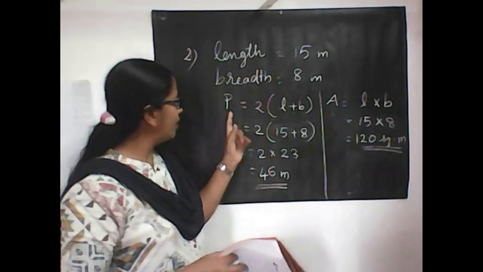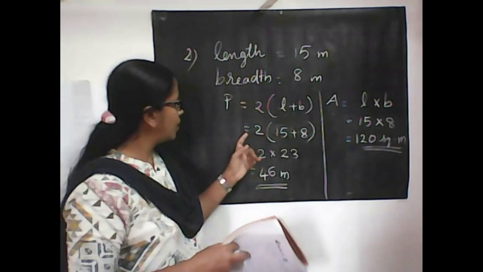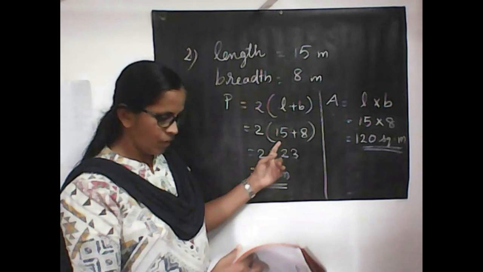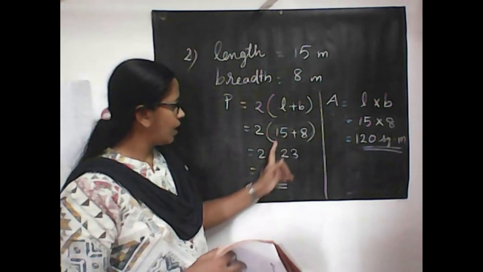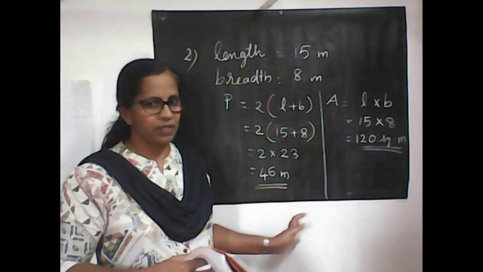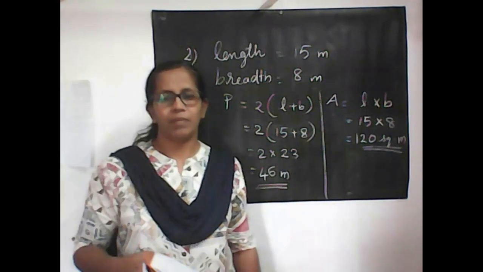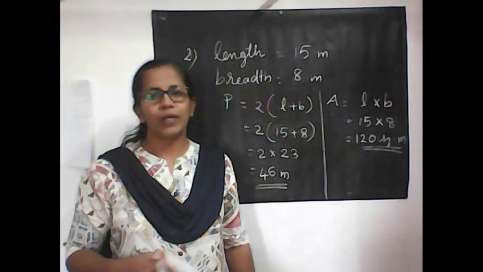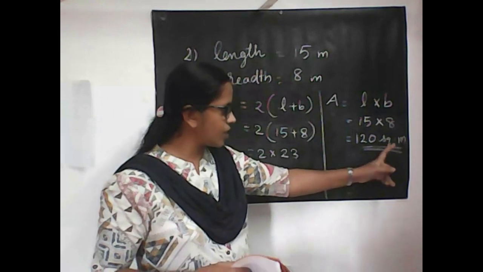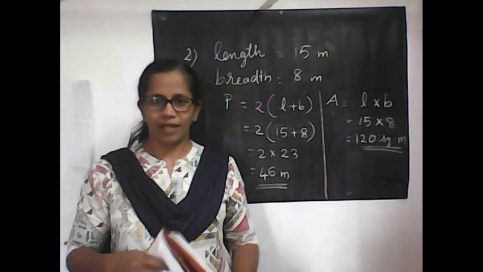Then perimeter is equal to 2 into L plus B. Now you have to do it yourself. 2 into, instead of L and B, 25 and 15. First you have to add it, then multiply and find out the perimeter. Same way, length into breadth. Length is 25, breadth is 15. Multiply 25 into 15, you will get the area. While writing the answer, don't forget to write square meter. Okay, I hope you have done it.